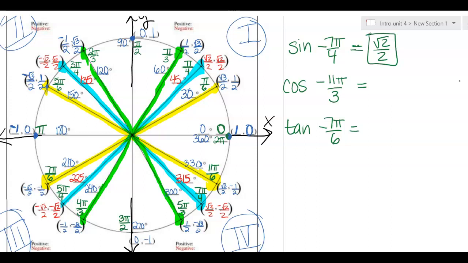Okay, you can still try it as a positive and then try to understand what that would be as a negative. As a positive, if I was dealing with the number 11 pi over 3, that would mean a whole lap around the circle, right? That's 6 pi over 3. 11 minus 6 leaves me with 5. So I have 5 more pi over 3.